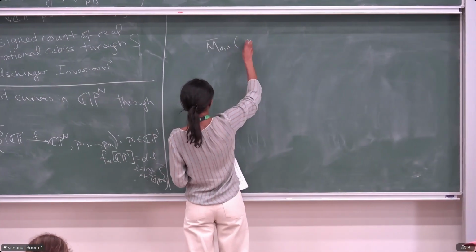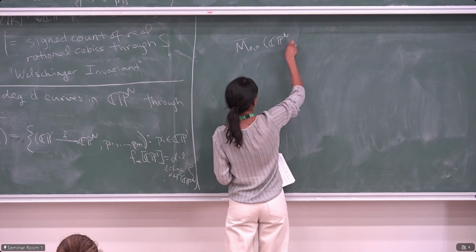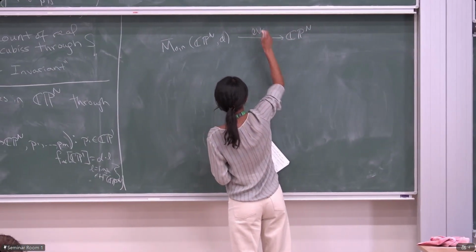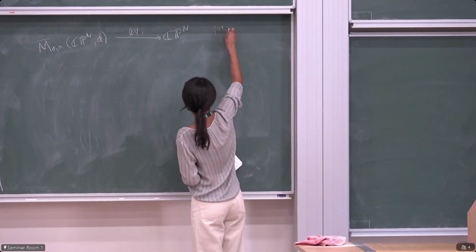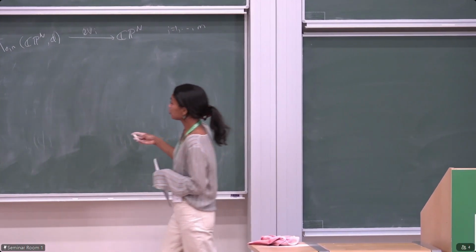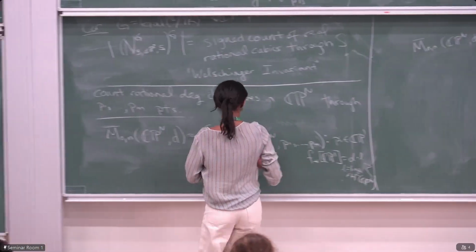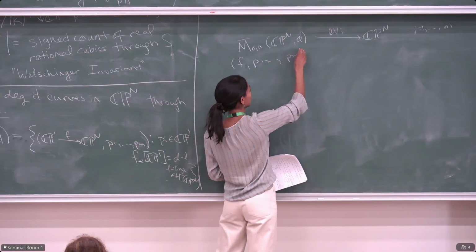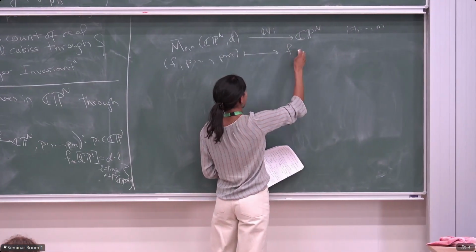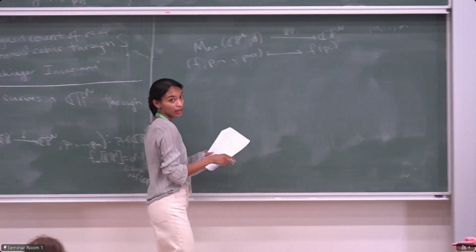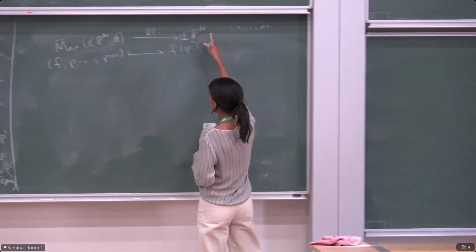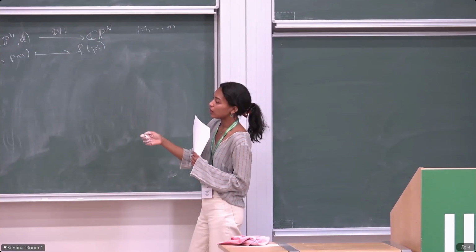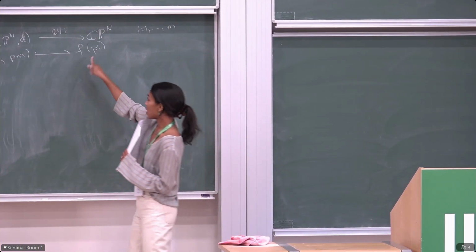So you have these evaluation maps for every i, and what they do is they take some tuple like this, and they evaluate the map on Pi. Now, if you start with a point in PN, the fiber of the evaluation map over that point will be the set of rational curves whose image passes through the point.